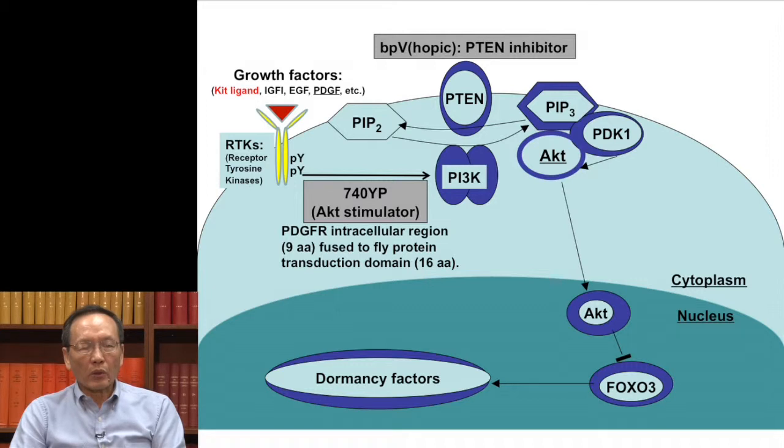And in the same pathway, you can see on the left-hand corner, the RTK receptor is activated by growth factor, which will do the same thing, that will increase PI3K and then eventually increase AKT. That should also promote follicle growth. So we use 740YP, which is an AKT stimulator.